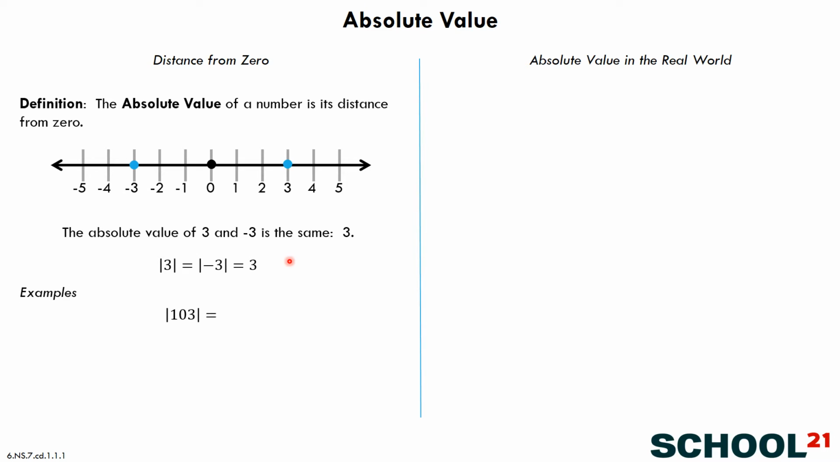What's the absolute value of 103? 103. Very good. Pretty simple, huh? Yeah. What's the absolute value of -3.2? 3.2. Yep, you got it.